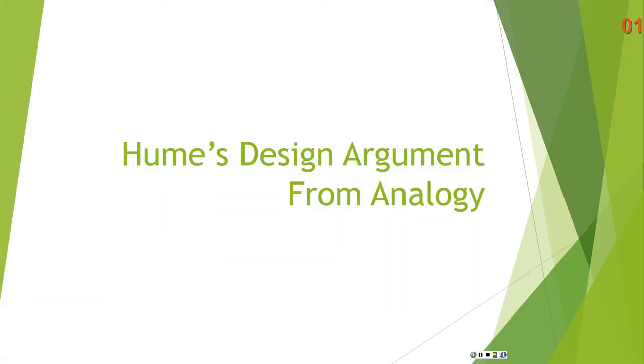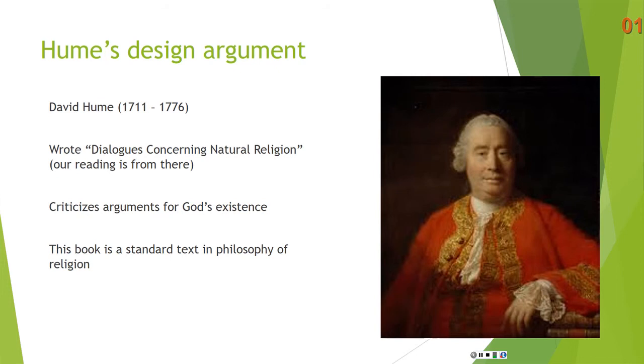So let's talk about Hume's design argument from analogy. David Hume is a philosopher from the 1700s, and he wrote a book called Dialogues Concerning Natural Religion. And if you're in my class, we're doing our reading from there. And in this book, he criticizes arguments for God's existence, and the way he does it is through the course of a dialogue. There are three characters, Cleanthes, Demea, and Philo.